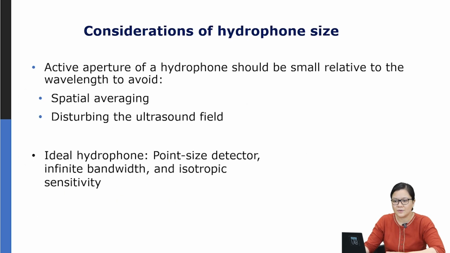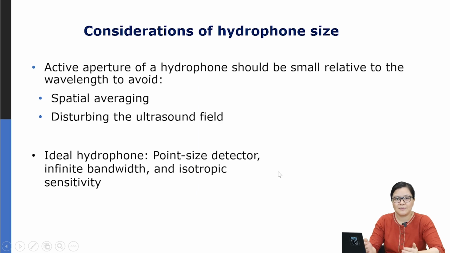Now, when selecting a hydrophone to use, we have to make sure that the hydrophone has an aperture small enough relative to the ultrasound wavelength to avoid spatial averaging, as well as disturbing the ultrasound field. What you would receive from the hydrophone is a signal at a particular point location in the beam. And if the hydrophone is much bigger than the ultrasound wavelength, then the signal being received will be spatially averaged along the aperture of the hydrophone. Also, if the hydrophone is too big, then it can disturb the ultrasound field and the wave profile changes. An ideal hydrophone would be a point size detector.